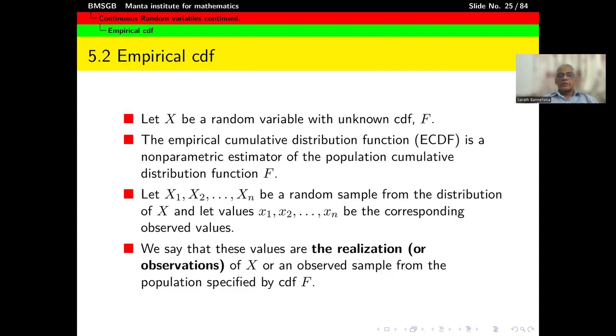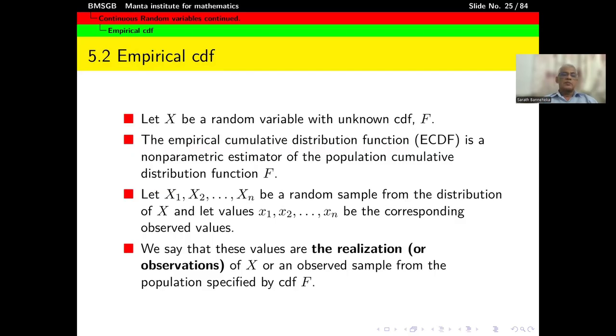Okay, welcome back. This is part 4 of our lecture. In this part, we are going to discuss the empirical cumulative distribution function. As I mentioned at the end of the last part, the empirical cumulative distribution function is an estimate or estimator of the cumulative distribution function of a random variable.